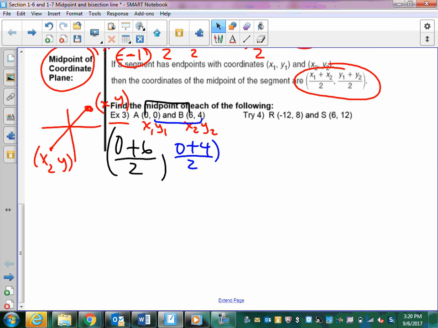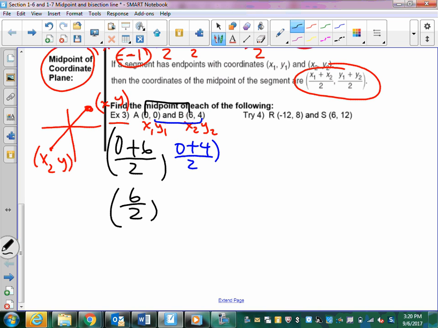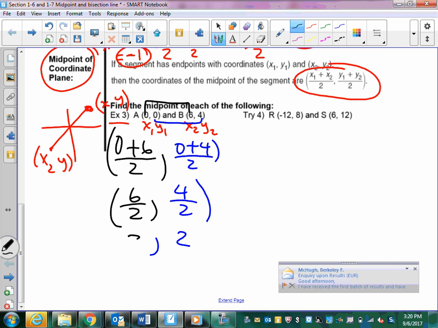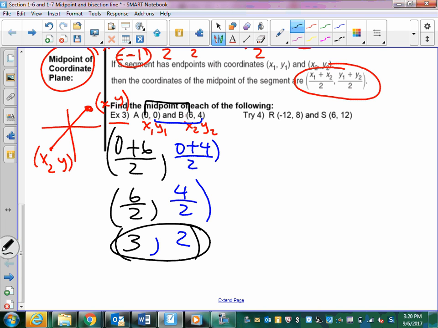So when you add 0 plus 6, that gives you 6 divided by 2. When you add 0 plus 4, it's 4 divided by 2. This can be simplified as 3, and this can be simplified as 2. So the answer for this one is going to be (3, 2). Okay, that would be the coordinate of the midpoint.